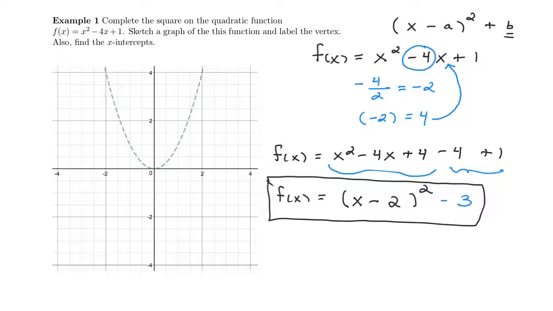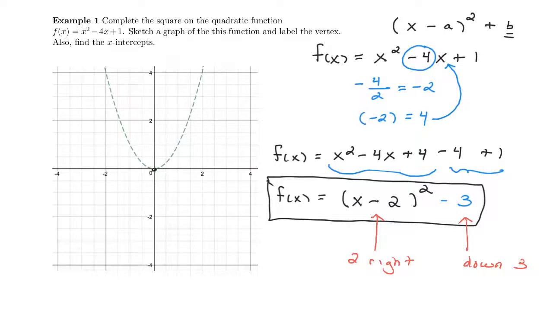The second part of this question is to actually sketch a graph of this function. Writing your equation as something in a completed square is nice because it tells you how the graph works by transformations. By that I mean, if we take the graph of x squared and we go 2 places to the right, and then we go down 3 places, I'll have the graph.